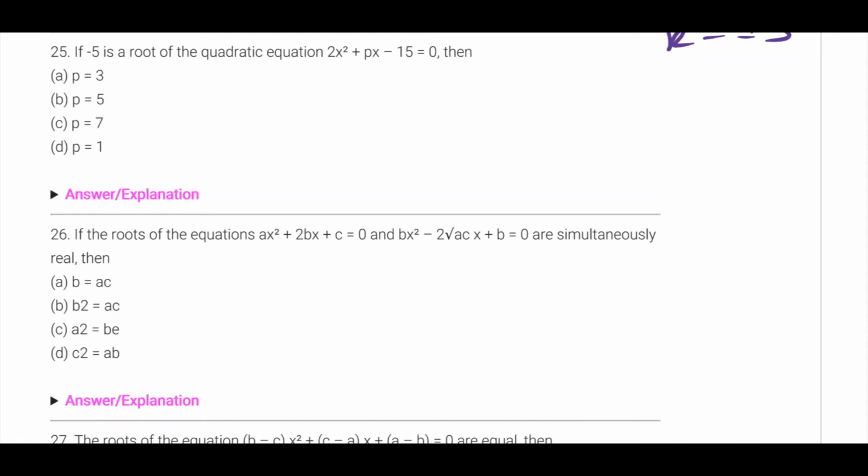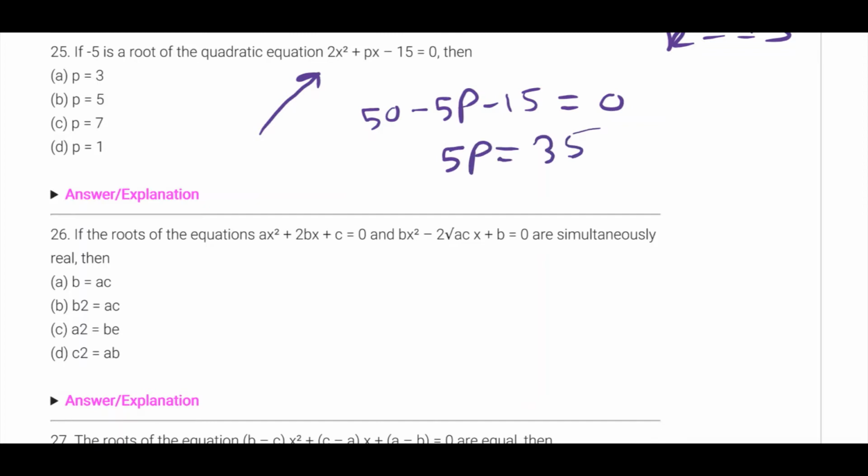25th question. If minus 5 is a root of the quadratic equation, then the value of p we need to find. Substitute the value of minus 5 here. This is minus 5 whole square is 25. 25 into 2 is 50. X is minus 5, so minus 5p minus 15 equals to 0. So 5p equals to 35, p equals to 7. Option C.